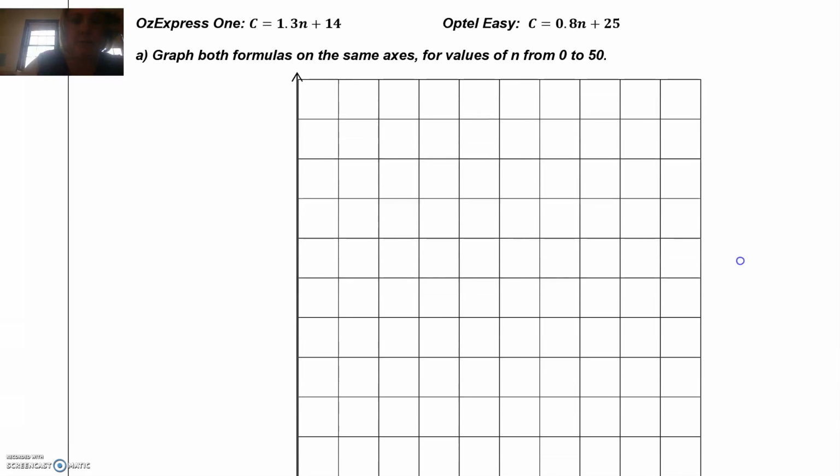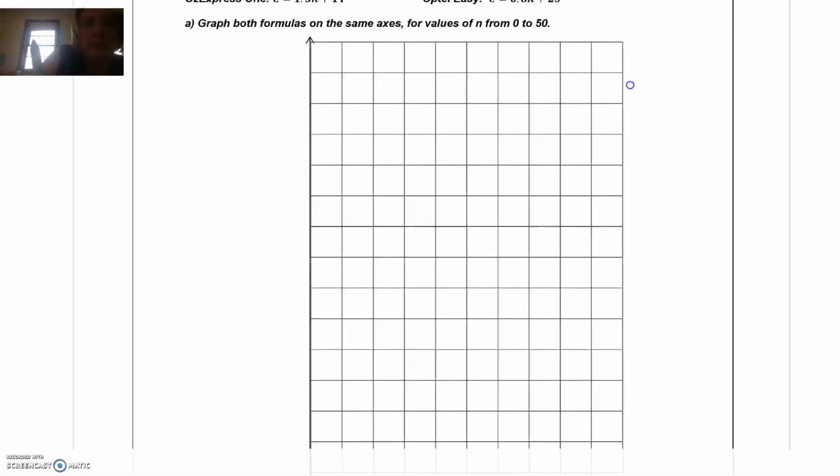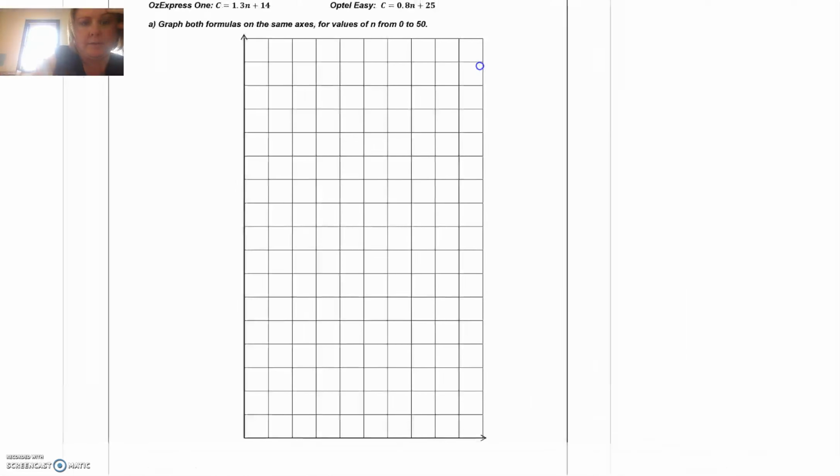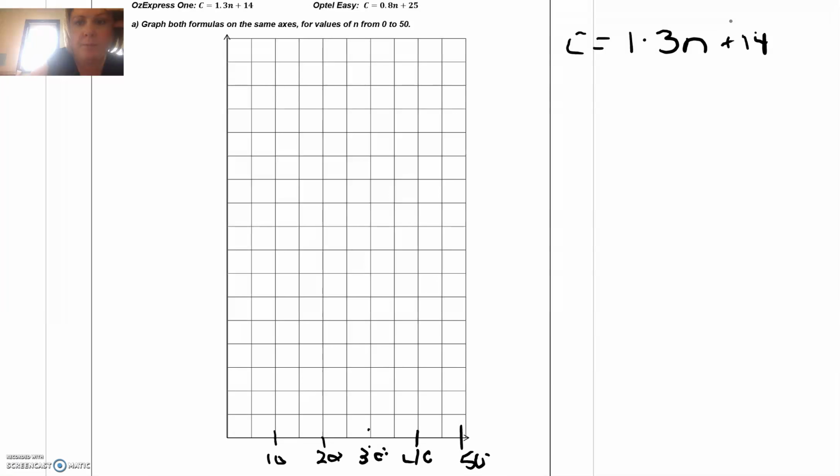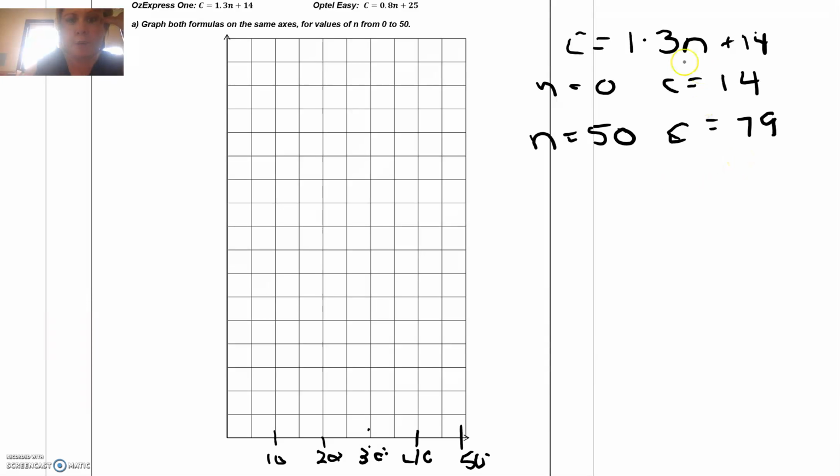Okay, let's have a look. You have to go from 0 to 50, so I'm going to go up by 10s, 20, 30, 40, 50. Now, one is C equals 1.3n plus 14. Let's see what's happening at 0. When n is 0, C is 14. I also want to know what's happening at n equals 50. When n is 50, I'll times 1.3 by 50 and add 14. C is 79, so the highest value for this is 79.